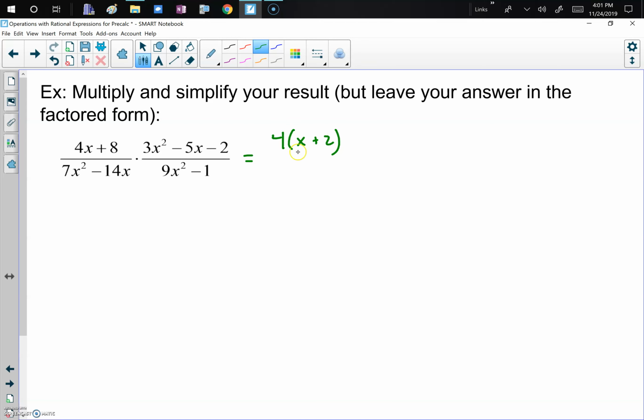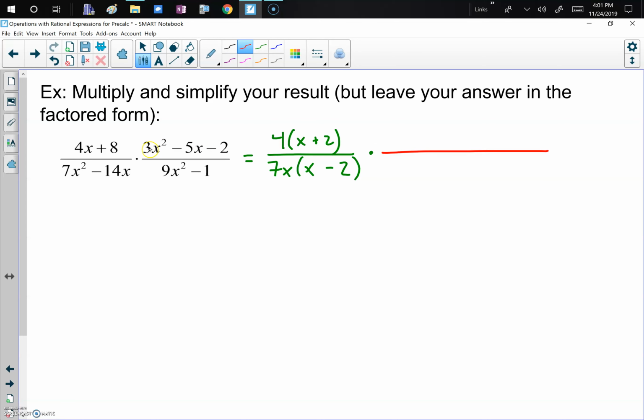Leaving x plus 2. The denominator, again, we can see they have some things in common. They have a 7 and an x in common as a greatest common factor. When I pull that out, I'm left with x for the first term and minus 2 for the second term. So that's my first fraction written in the factored form.